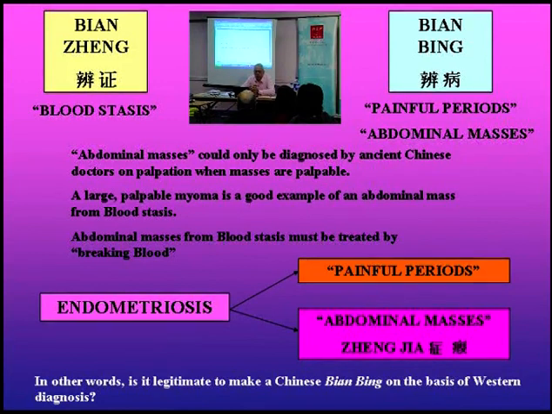Now, in ancient times, how would the Chinese doctor diagnose abdominal masses? In ancient times, in the Qing dynasty, or Ming, or Sung. Sorry? No, abdominal masses. Oh, palpation. Through palpation, exactly. A doctor would diagnose abdominal masses through palpation.